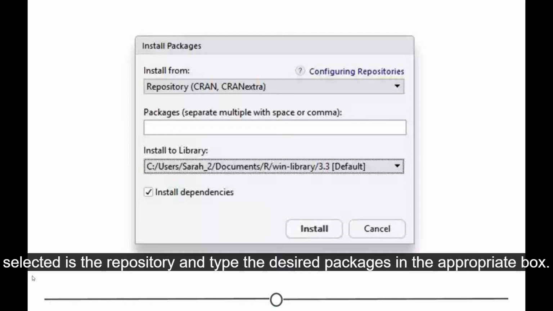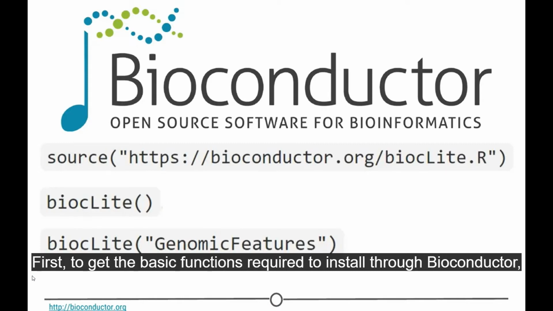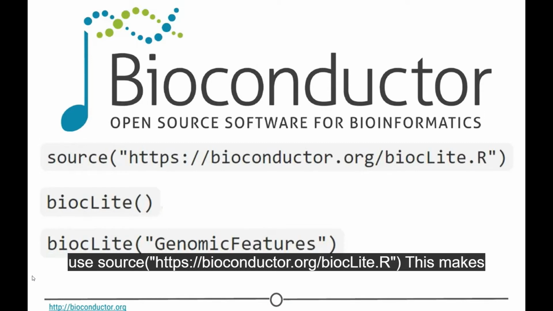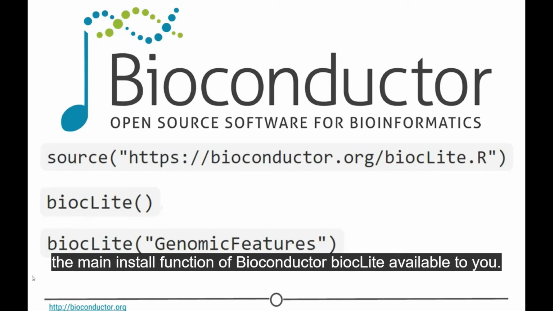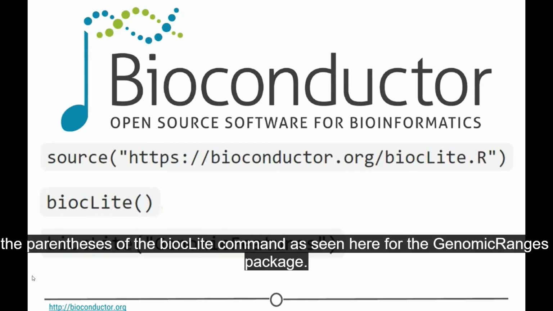The Bioconductor repository uses their own method to install packages. First, to get the basic functions required to install through Bioconductor, use source("https://bioconductor.org/biocLite.R"). This makes the main install function of Bioconductor, biocLite, available to you. Following this, you call the package you want to install in quotes, between the parentheses of the biocLite command, as seen here for the GenomicRanges package.